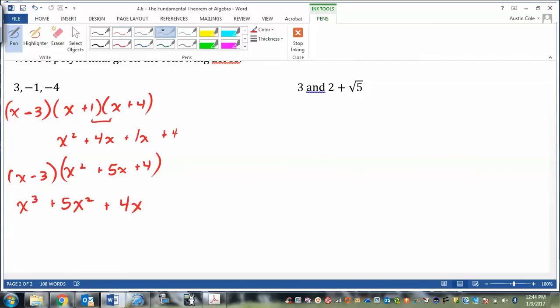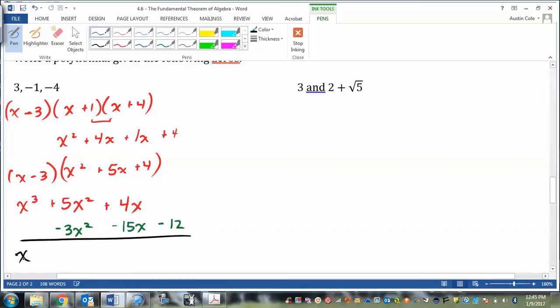Now I'm going to go to the next one and say negative 3 times x squared. And remember, I'm going to do this thing where I'm going to put them underneath. So negative 3 times x squared is negative 3x squared. Negative 3 times 5x is negative 15x. Negative 3 times 4 is minus 12. And now I can add them together. I get x cubed plus 2x squared minus 11x minus 12.